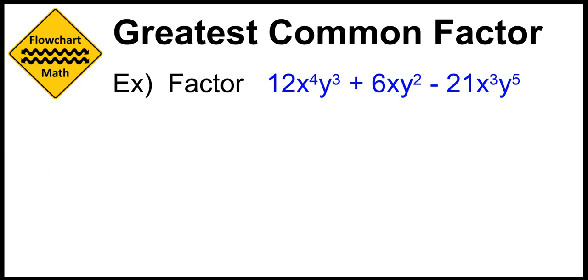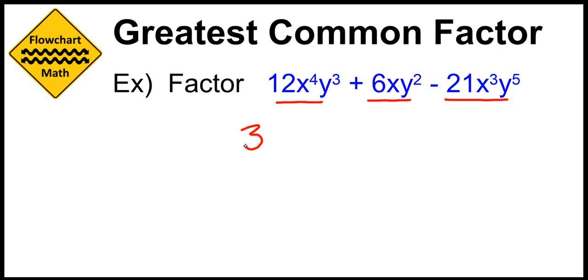Let's look at a more complicated example. There's a lot going on here. What you want to do is look at all of your terms and look for something in common. I see that the three coefficient numbers, 12, 6, and 21, are all divisible by 3.